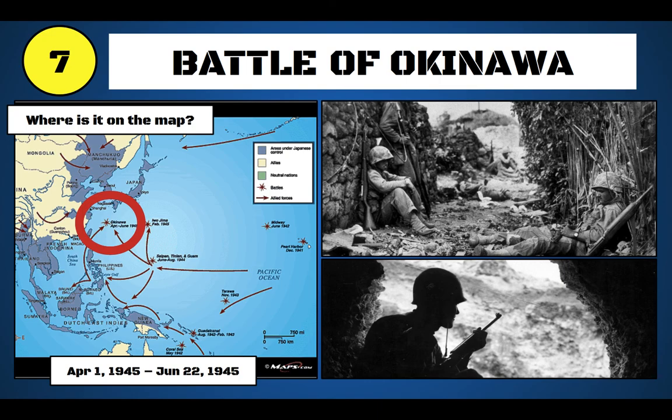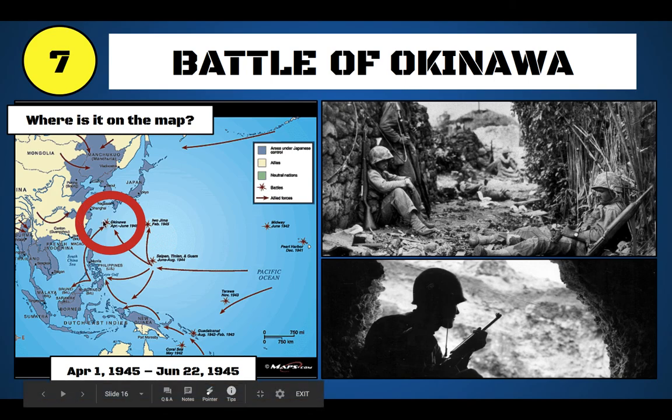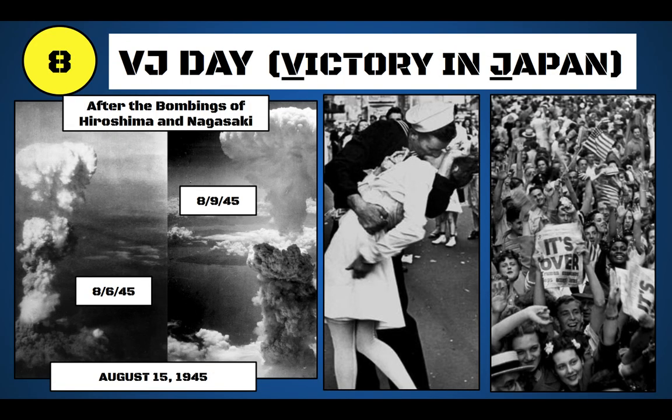We want to get a little bit closer to the mainland of Japan before we have to decide what to do, and that leads us to the Battle of Okinawa, which is event number 7, the last big battle that we will have in the Pacific Theater, because from this spot, you can see a very close island over here to Japan. We have to decide, are we going to invade the mainland, or are we going to drop a bomb? And I think you guys know what happens.